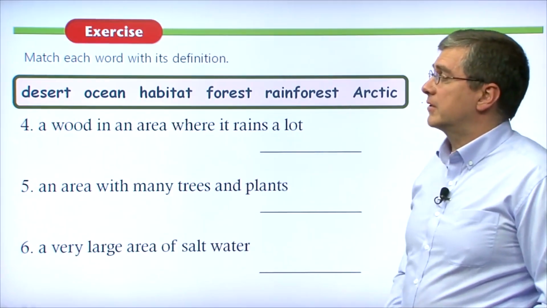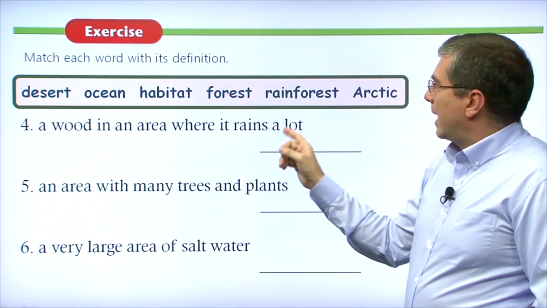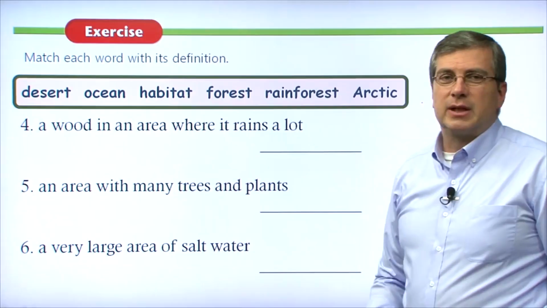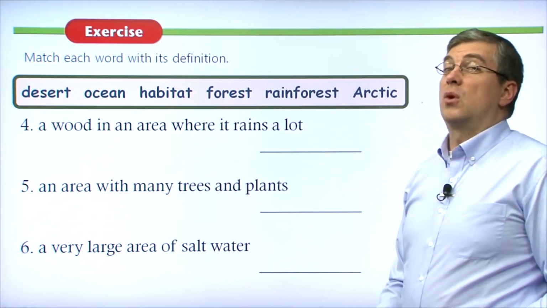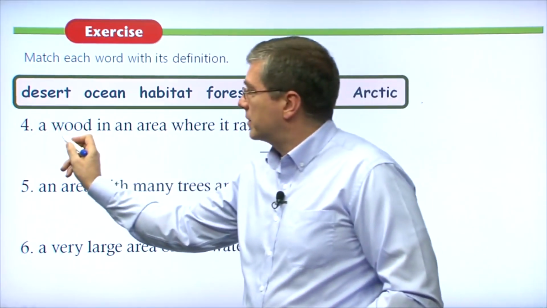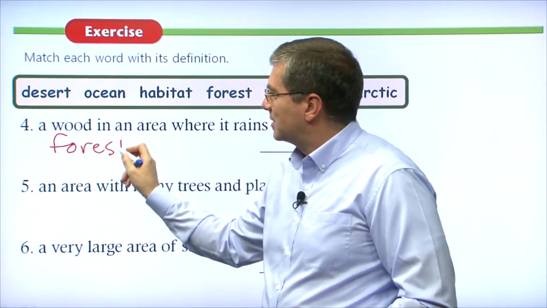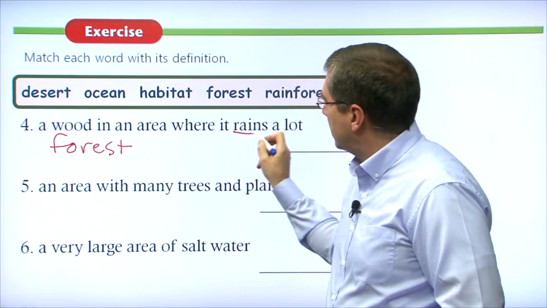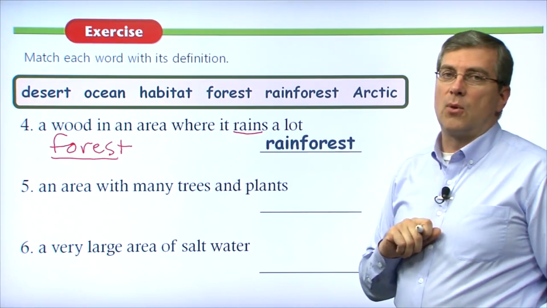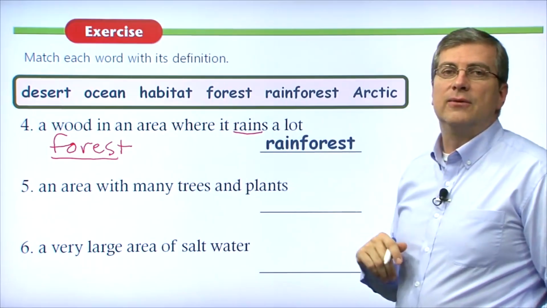Okay, let's move on to the next one. Number 4. A wood in an area where it rains a lot. So a wood is also synonymous. Synonymous means the same thing as forest. So wood and forest mean the same thing. You could substitute the word forest here. The reason they didn't put it there was because it's too easy if they put forest here, because of course you can just put these 2 words together, rain and forest, and you have your answer, rainforest. So a wood or a forest in an area where it rains a lot is a rainforest.